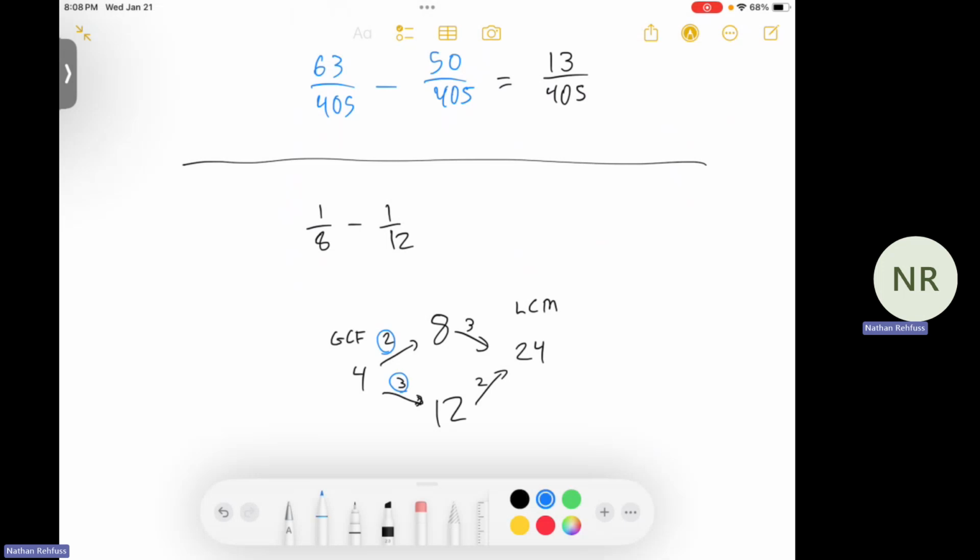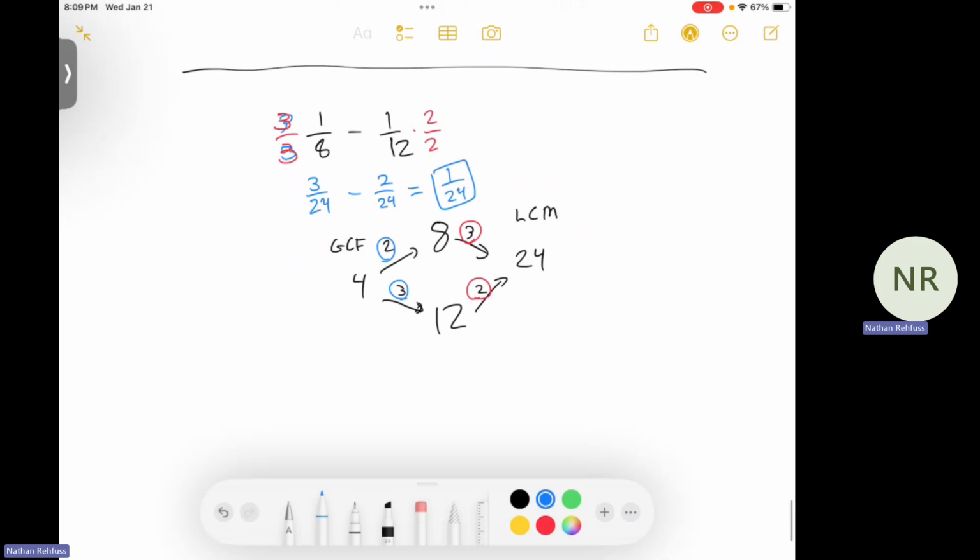So I need to make 24ths. I'll do 3 times 8, as instructed by the diagram here. 3 times 8. And I'll do 2 times 12, as instructed by the diagram there. 3 over 3, 1/8 is the same as 3 over 24. 1/12 is the same as 2 over 24, so their difference is 1 over 24. It's that easy.